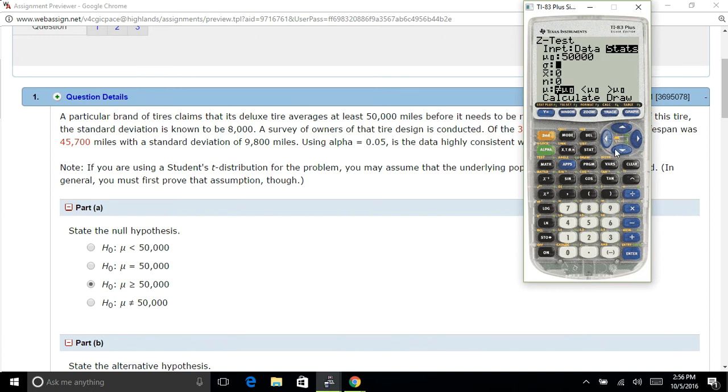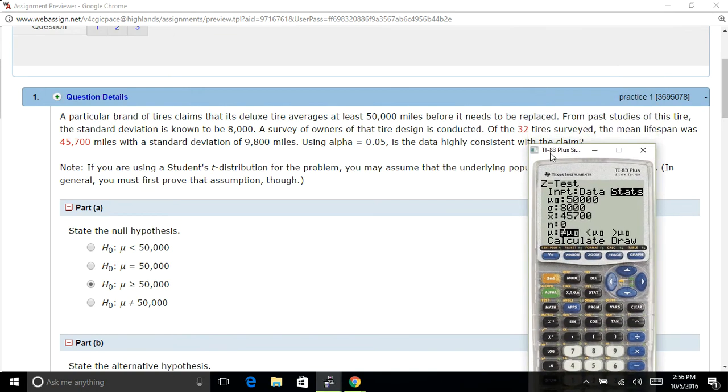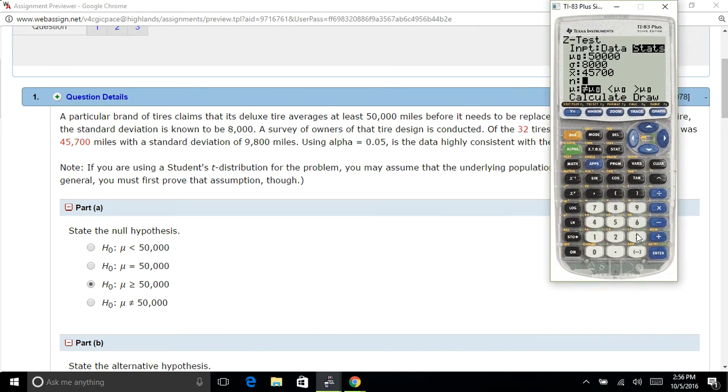Then I'm going to get my population standard deviation, which is 8,000. And then my sample mean, which is 45,700. And my sample size, let me move this for a second to make sure, which is 32. Okay, remember for my alternative, I put less than. So I hit enter, and then I hit calculate.